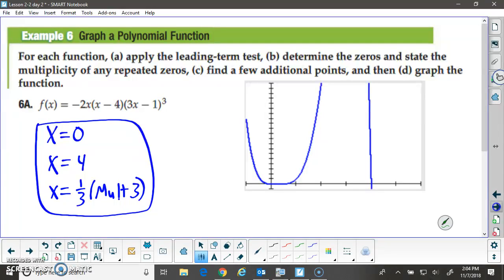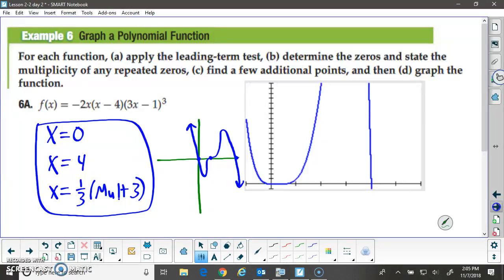Now when I draw this sketch, this is going to look a little bit different. We know that the x-intercepts are at 0, 4, and 1/3. Okay. And so the graph would have to go like this. Now at this 1/3, it crosses, but it doesn't cross right through at 1/3. It takes on a cubic shape. So it's going to be half of a parabola down and half of a parabola up anytime the multiplicity is 3. So it doesn't go straight through, it has a little curve to it.